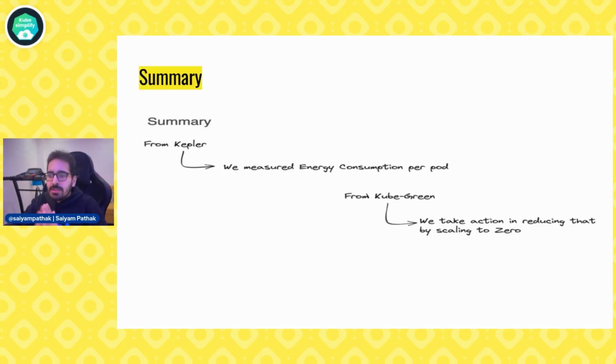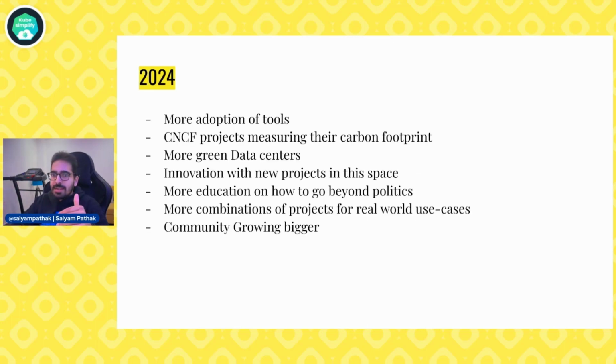So why did I tell this? Because we will see more and more tools coming in conjunction. What you can do is get the metrics from Kepler, and then take action to reduce the impact by scaling to 0. So in 2024, we'll see more adoption of such tools.